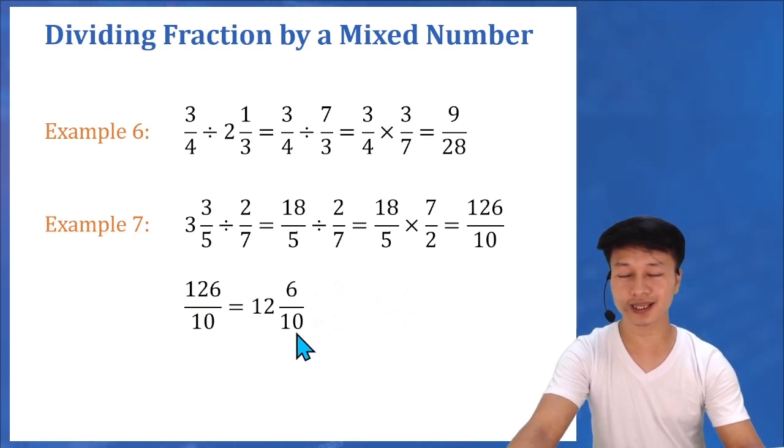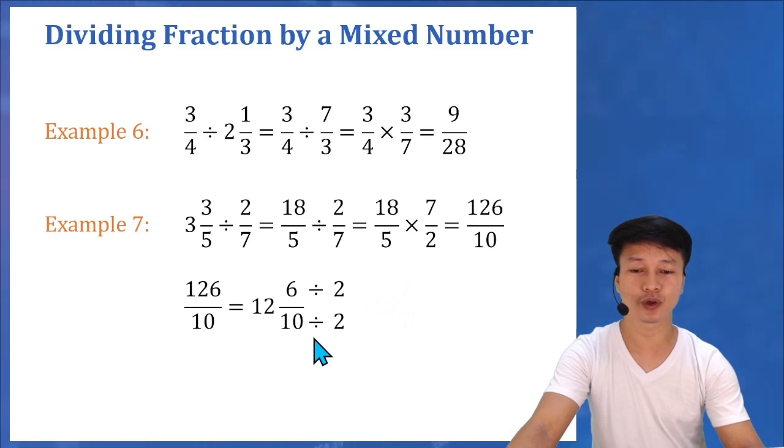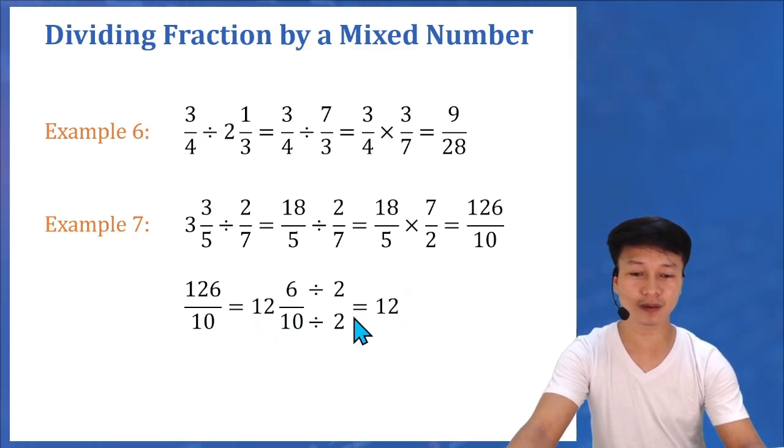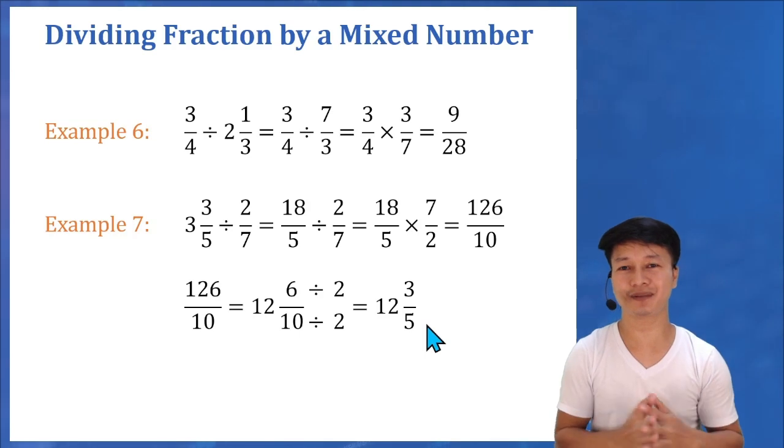But 6 over 10 is not yet in simplest form since they have a common factor which is 2. So we are going to simplify first 6 over 10 by dividing each of them by 2. Wait, first copy 12. Don't forget, baka makalimutan natin, magkamali tayo. So copy first the whole number part and then perform this operation. 6 divided by 2 is 3 over 10 divided by 2 is 5. So the final answer is 12 and 3/5. Okay, so that's it. Ganun lang naman siya kadali.